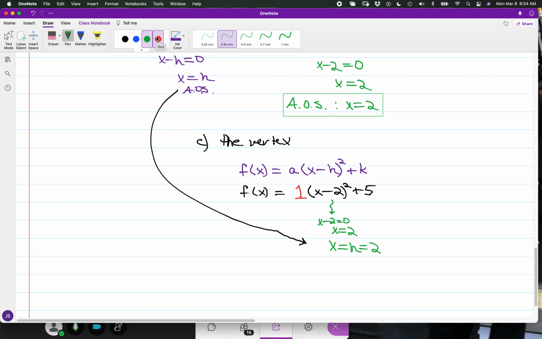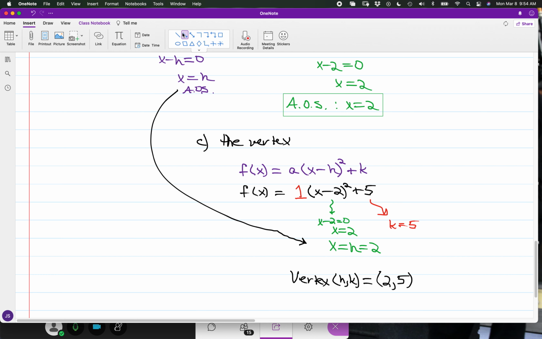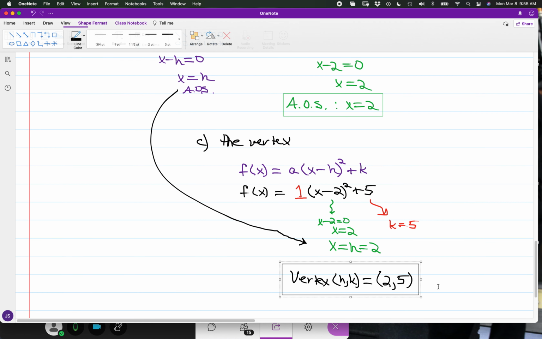And in the case of the k value, we have that k is equal to 5. So for the vertex, you have h and k. h is 2, k is 5. So with the ordered pair, we end up at (2, 5).